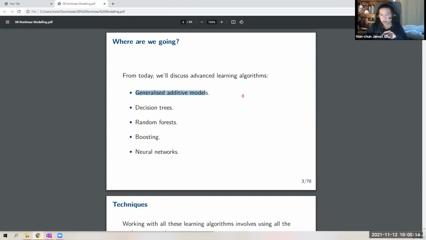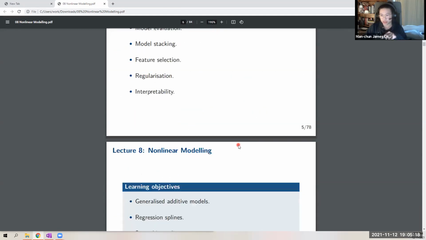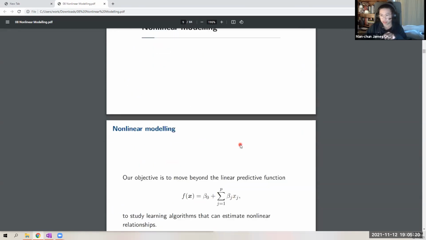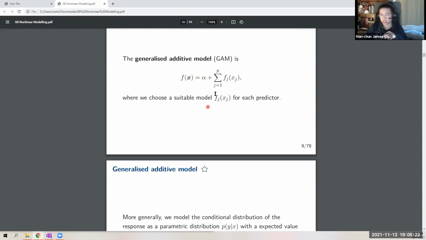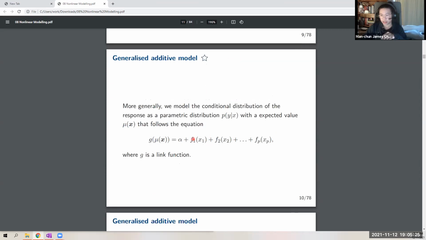Okay. So we have GAMs, decision trees, random forest, boosting, neural networks. Sorry, what are we doing here today? Right, so we're modeling nonlinear ways. This is representation learning, more or less, because what you're doing is taking your input, putting it through a function, and learning that function.